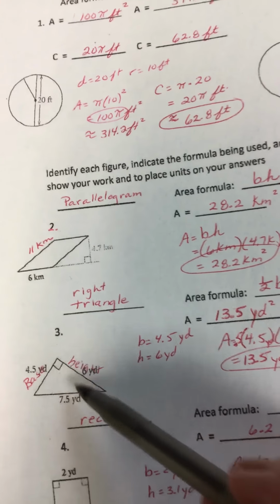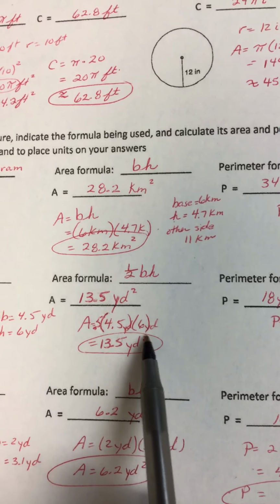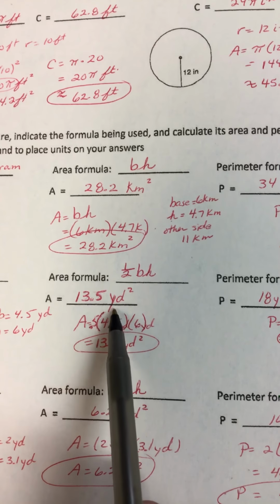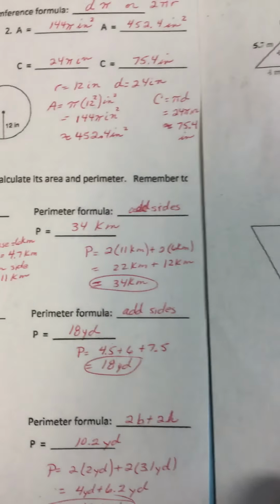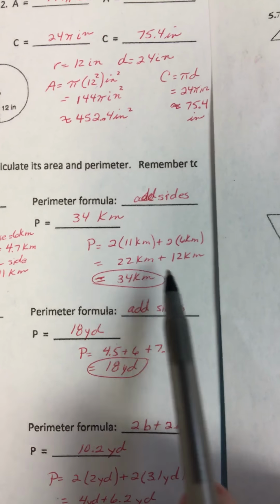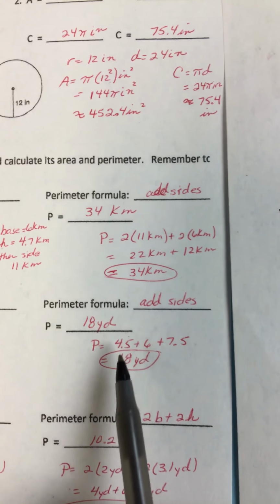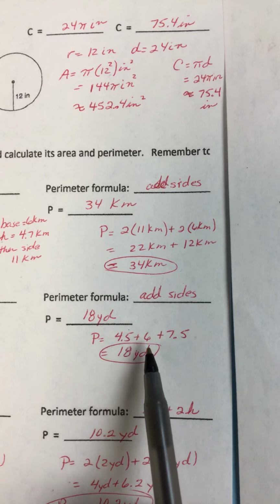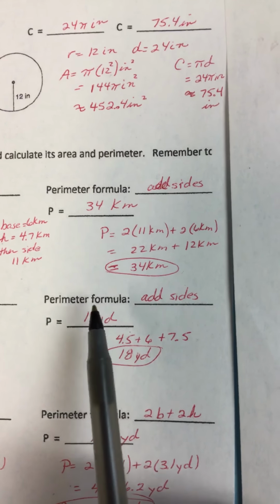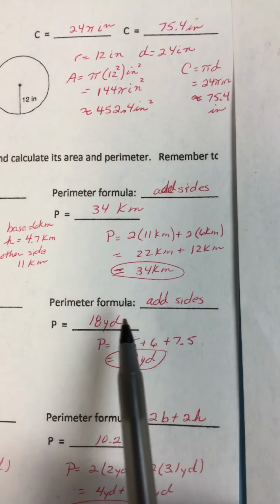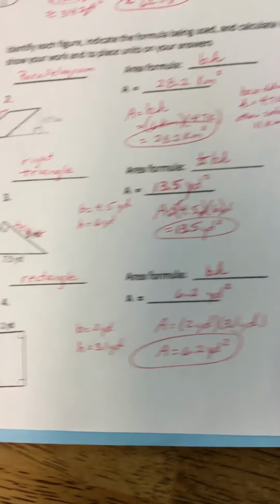A lot of you were not putting that half in your formula. You were just doing base times height, but it's 1/2 or 0.5 times base times height. So 0.5 times our base times our height gave us 13.5 yards squared. For the perimeter, you're just going to add your sides up. The sides were 4.5, 6, 7.5, which comes out to be 18 yards. There's no square units, there's just yards.